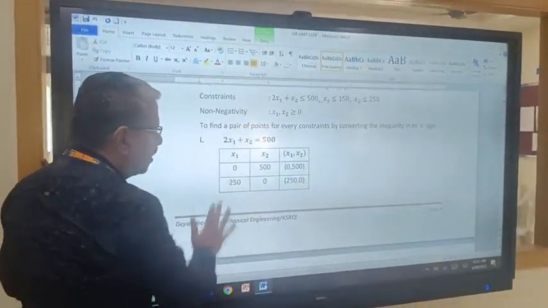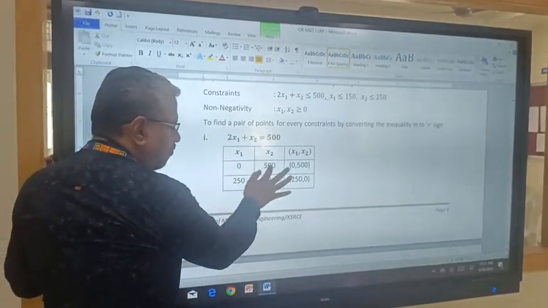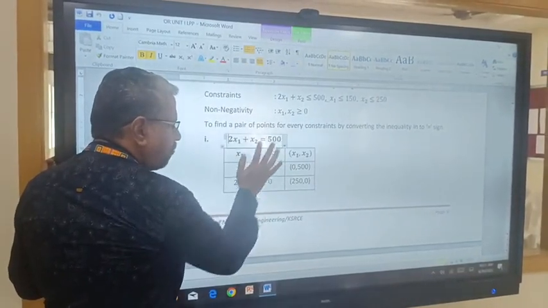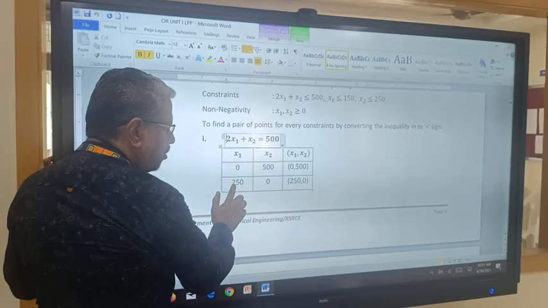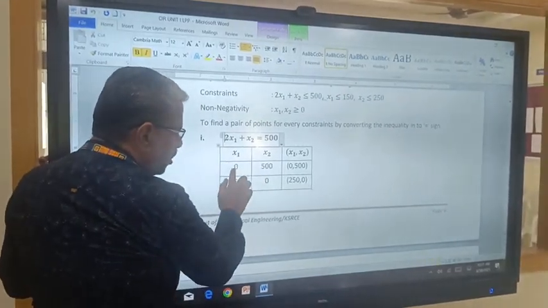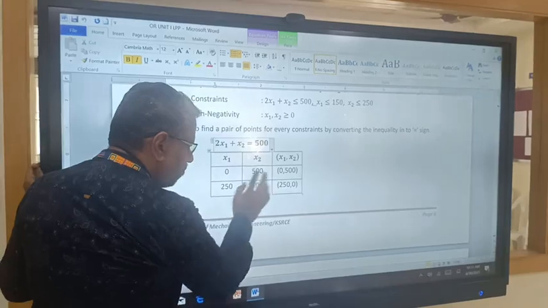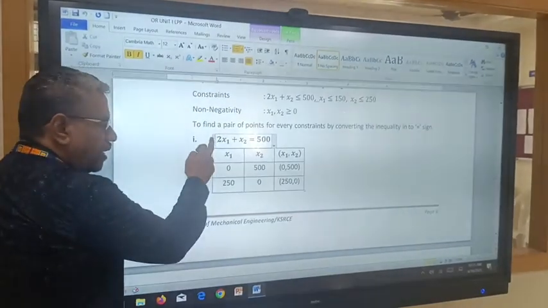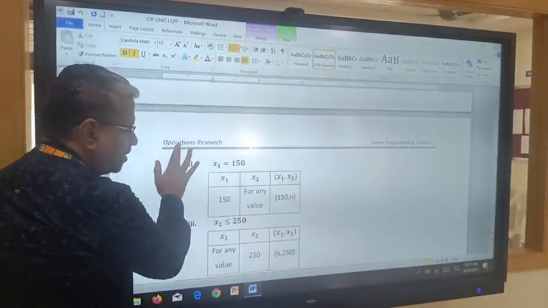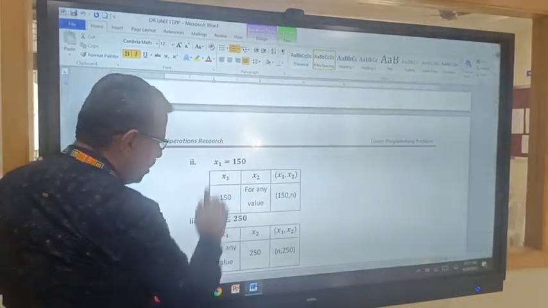Simple calculation: put x1 equal to 0. Therefore, x2 equals 500. Similarly, put x2 equal to 0. Therefore, 2x1 equals 500, which means x1 equals 500 by 2, that is 250. Therefore, we will get two pairs of points. (0, 500) is one point. The other pair of points is (250, 0). So for every equation we will get a pair of points. For the second equation, x1 less than or equal to 150, we will have to convert it into an equality sign. So x1 equals 150.